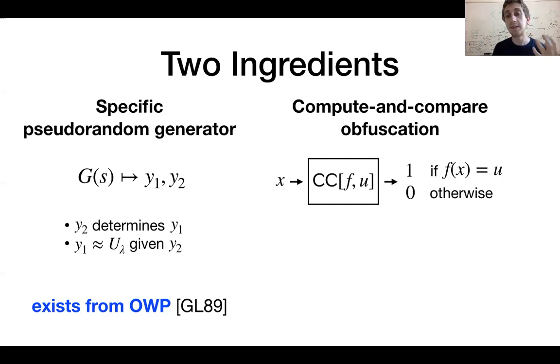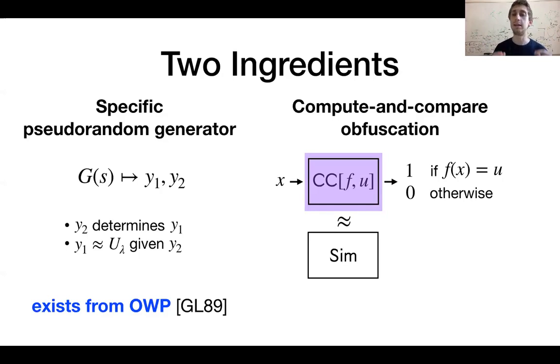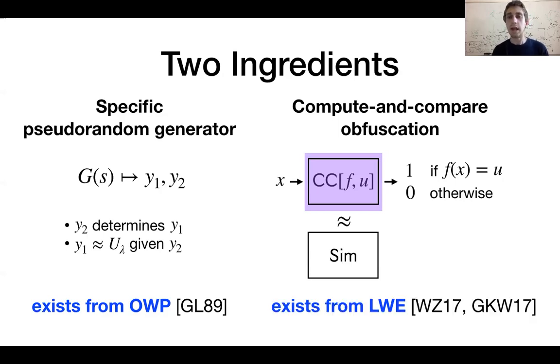And then we need to be able to take this seemingly simple functionality and obfuscate it. So jumble up the code in the circuit in some way such that this obfuscated version can be simulated given only the size of the function, the size of the target, and the security parameter, and not given the actual details of the function or the target itself. And such a scheme exists from the learning with errors assumption. This was shown by these two works in 2017.